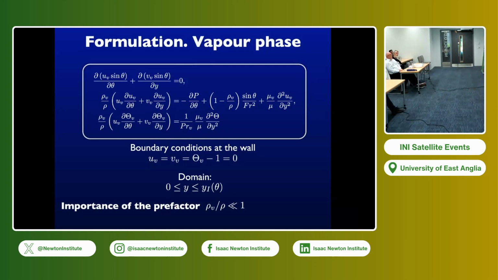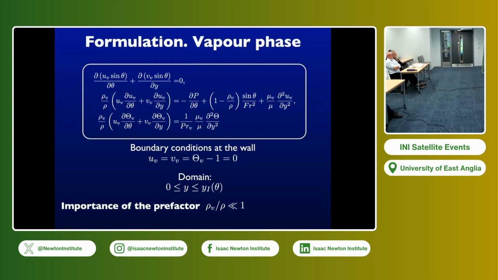The boundary conditions at the wall are the no-slip boundary condition, and the temperature of the wall. In this case, the domain of integration of these equations goes from 0 up to the position of the interface, which again has to be determined as part of the solution.